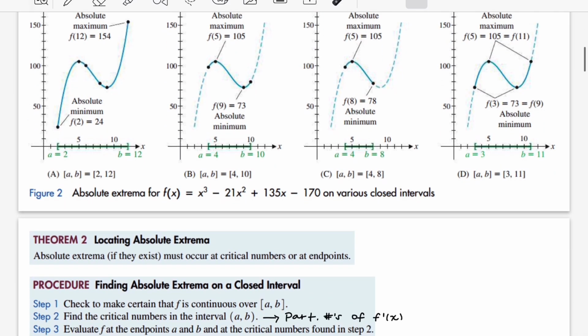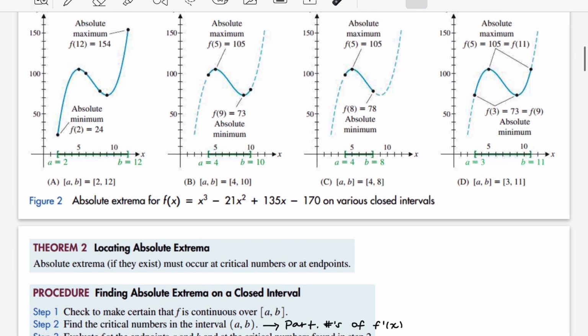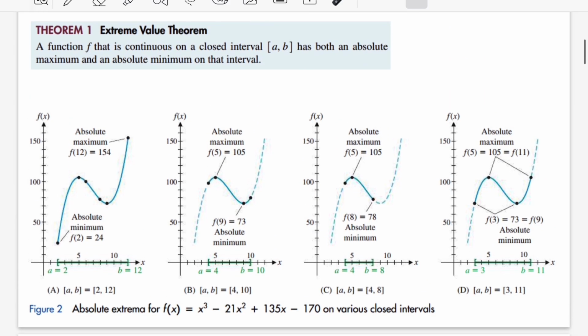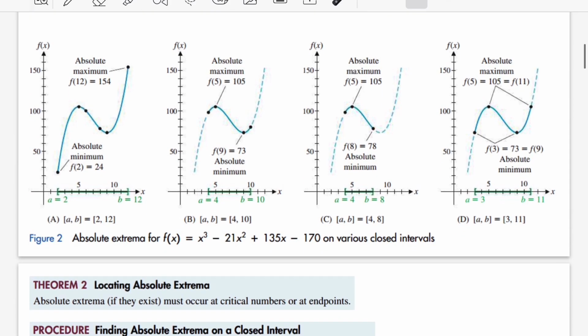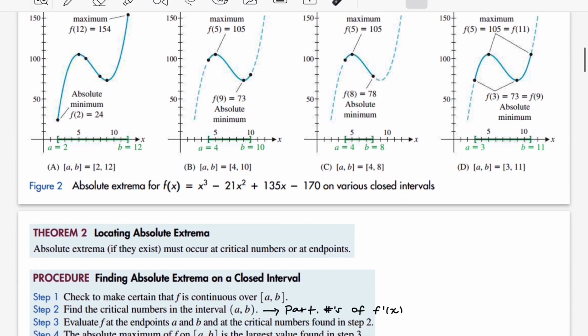All right, let's look at this theorem here. Theorem 2 tells us that absolute extrema, if they do exist, must occur at critical numbers or at endpoints, right? Just looking back at this last theorem, these guys are our endpoints, this A and B. Okay? So this leads us to this procedure here, finding absolute extrema on a closed interval.